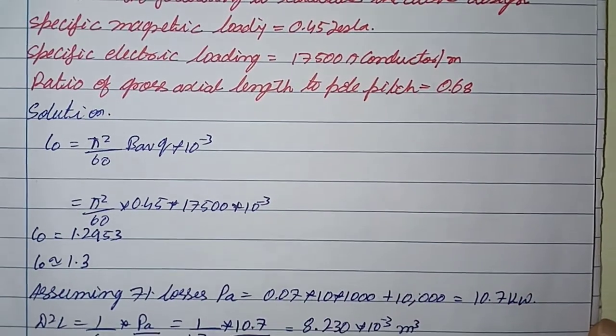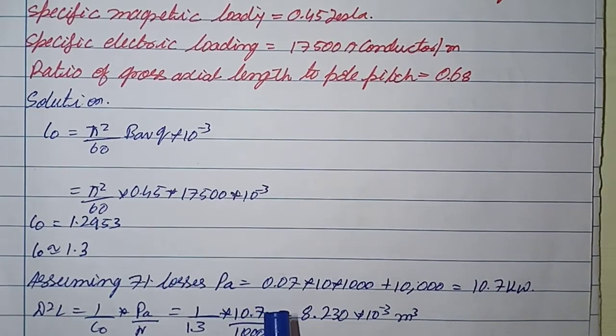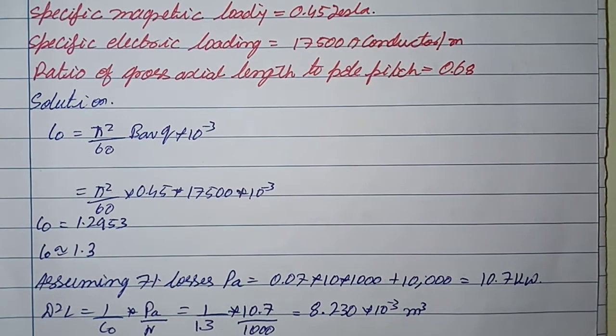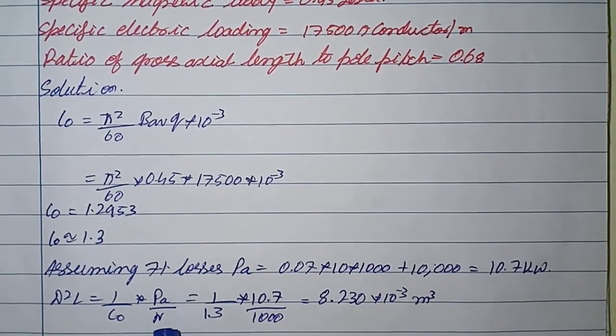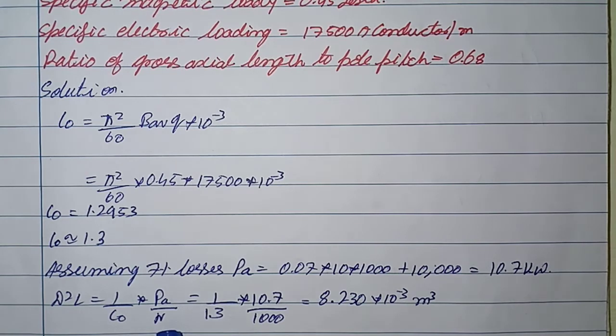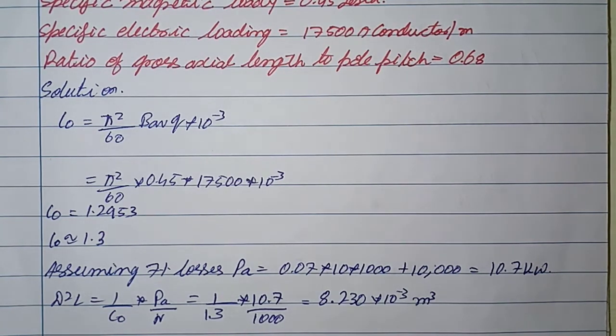Then assuming 7% losses, PA is equal to 0.07 into 10 into 1000 plus 10,000, which is 10.7 kilowatt. Then D square L is equal to 1 by C naught into PA by N. So it is 1 by 1.3 into 10.7 divided by the speed in RPM, so it is 8.230 into 10 raised to minus 3 meter cube.